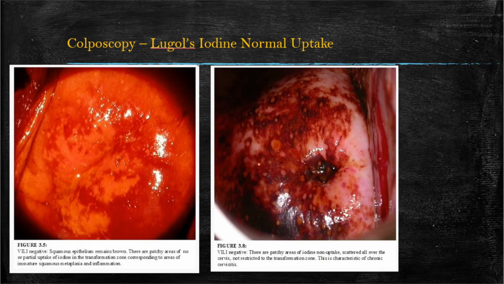So again, this is normal uptake, just really spotty. They describe this as patchy areas of iodine non-uptake scattered over the cervix, not restricted just to the transformation zone itself, which is indicative here of chronic cervicitis. I mean, we're way up here, well away from the os and the transformation zone. Over here on the left, the squamous epithelium remains brown. There are patchy areas of no or partial uptake of iodine in the transformation zone itself that correspond to areas of immature metaplasia. But again, it's relatively evenly spread throughout.